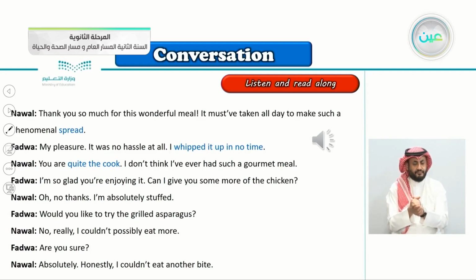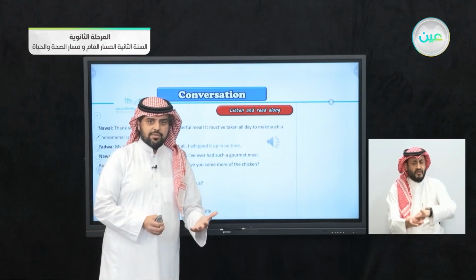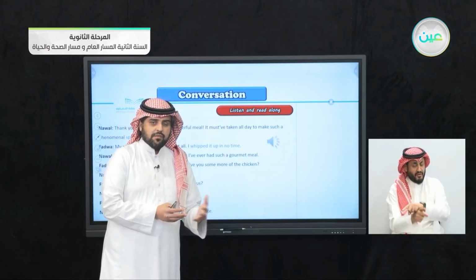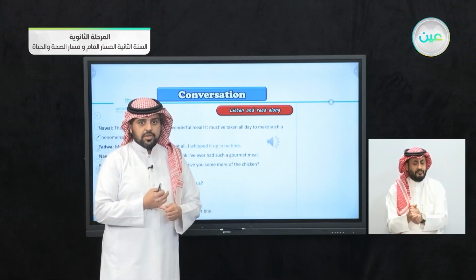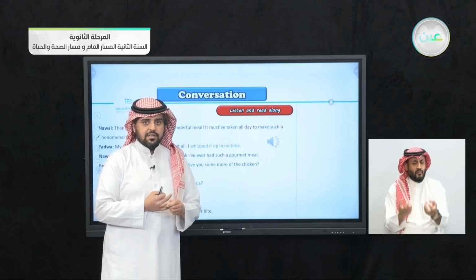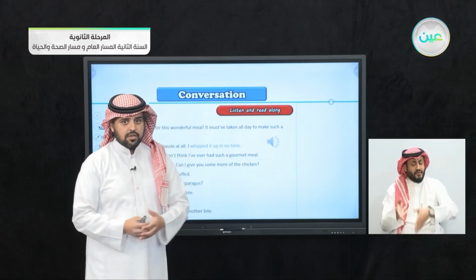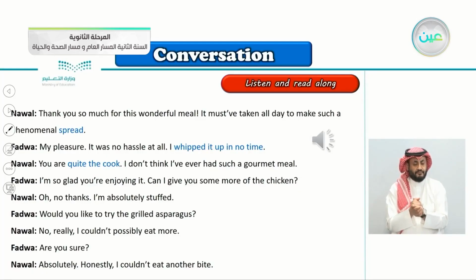The grilled asparagus. So here, grilled. This is one way of cooking, to grill something. Can you think of another way? Of course, there is more than one way of cooking. To barbecue, to boil. Yes, and there are, of course, more to that. So grilling, the barbecue, and also to boil. But here we have grilled asparagus. Grilled asparagus, no, really, I couldn't possibly eat more. Are you sure? Absolutely, honestly, I couldn't eat another bite.